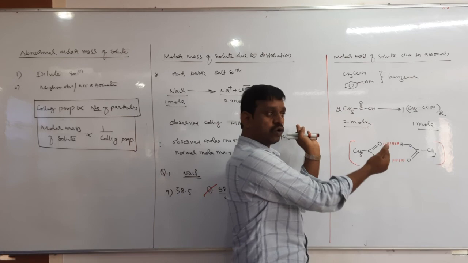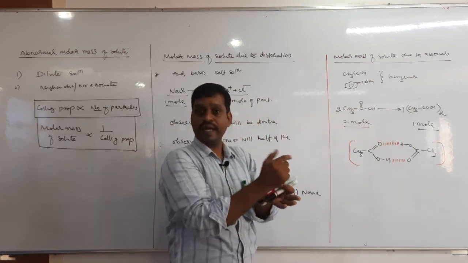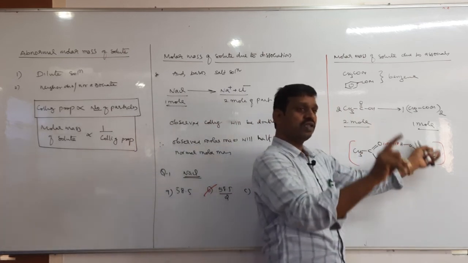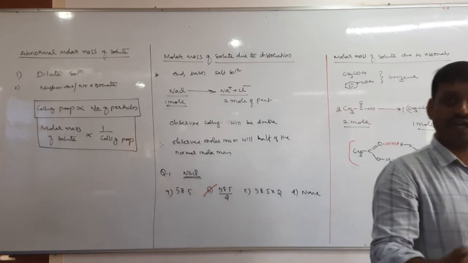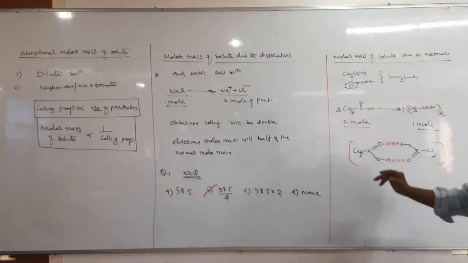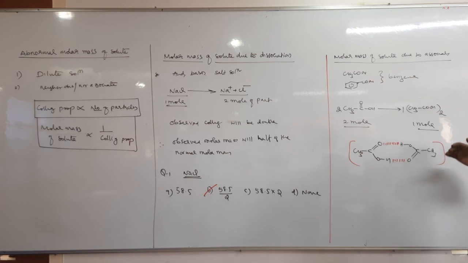We have taken 2 moles and expect 2 moles to be there, but actually in solution there is 1 mole. Therefore, the observed colligative property decreases to half. But actually we don't want the colligative property, we want the molecular mass. Then what happens? The observed molar mass is doubled. Observed molar mass will be double the normal molar mass.